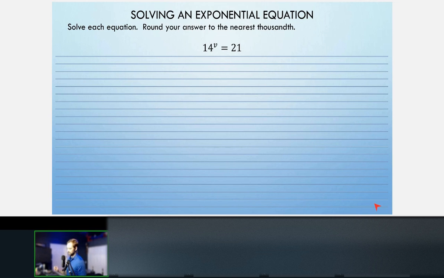Rule number 2, write this down. Rule number 2, never round your work. And then rule number 3, never round your work. Only 3 rules. Never round your work.